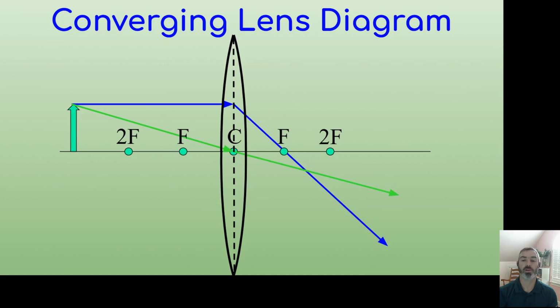Now we could draw a third ray of light. Since we already used the focal length on the other side, we can draw a ray of light that goes to the focal length on the same side, and it refracts through parallel, and where those three rays of light intersect gives us our image.